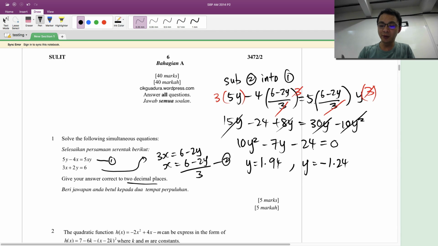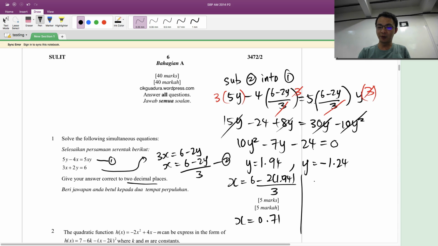Then what I do next is I substitute into the x. So x over here will be 6 minus 2 multiplied by 1.94, over 3. Then you can get your x value easily by doing this: 6 minus 2 multiplied by 1.94, then divided by 3. You will get x equals 0.71.